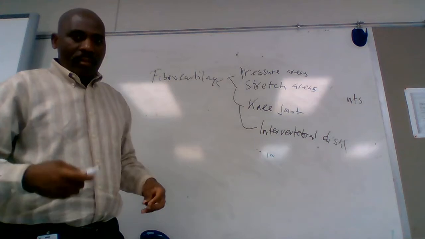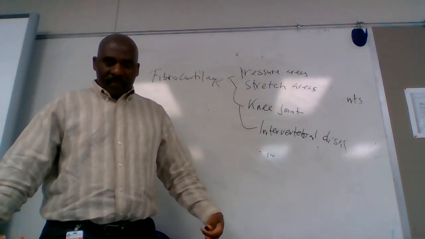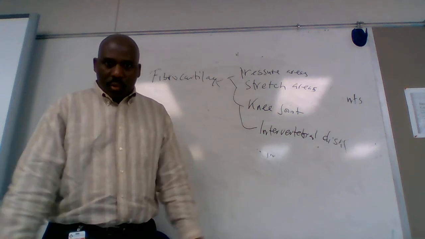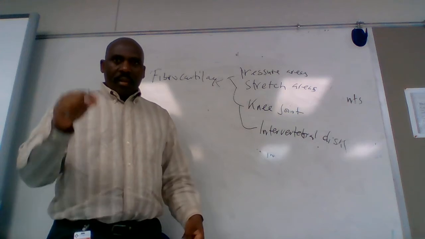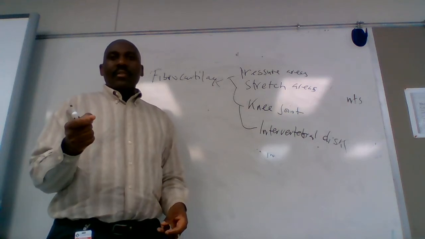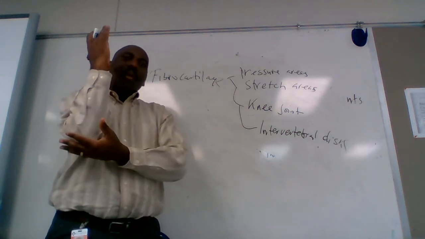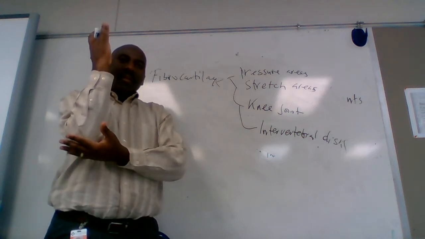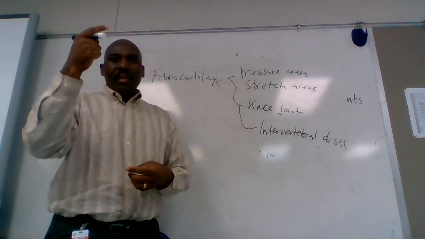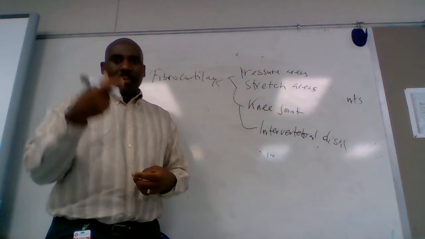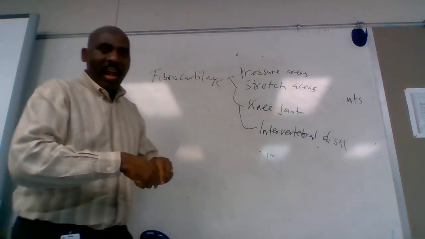Now that I'm standing, the weight of my body is carried by the joint in my knee. So that makes that a pressure area. When you're sitting down, the weight of your body is supported by the vertebral column. At that point, the bones that make up the vertebral column bear that pressure. So between those bones, you have fibrocartilage.